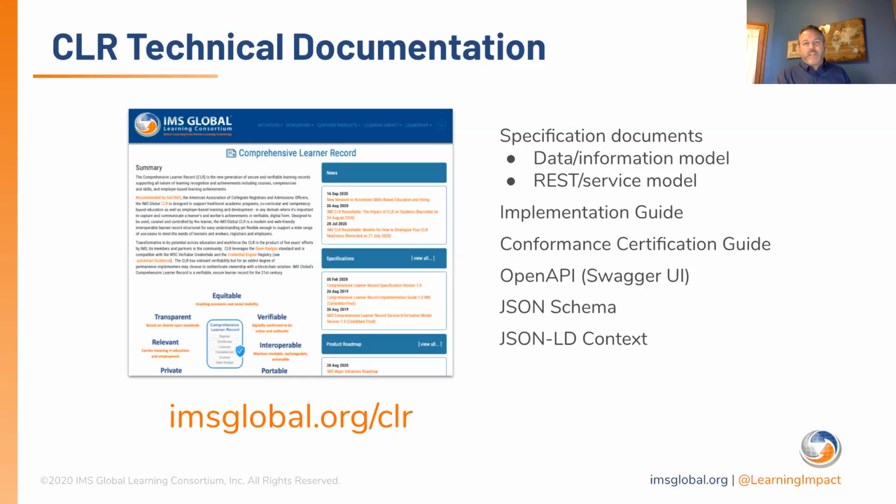There's also what we call a conformance certification guide that provides information on how products that adopt the CLR standard can go through the conformance testing process and receive certification from IMS that their product is conformant. Then there are some other resources like an OpenAPI view of the service information, the service model. There's also the JSON schema and the JSON-LD context files available that you can use.